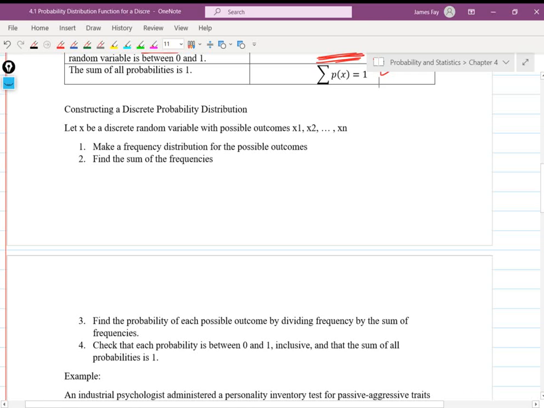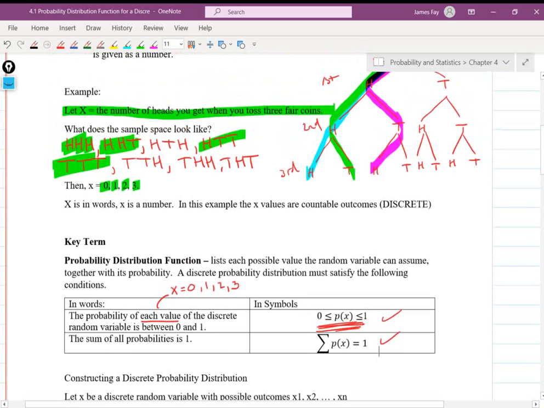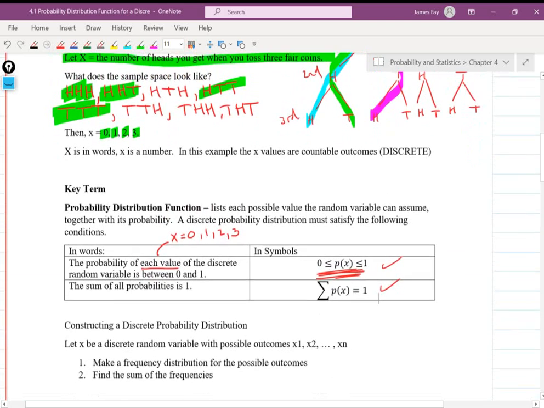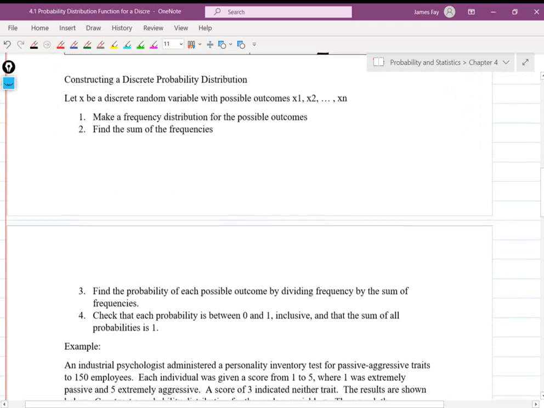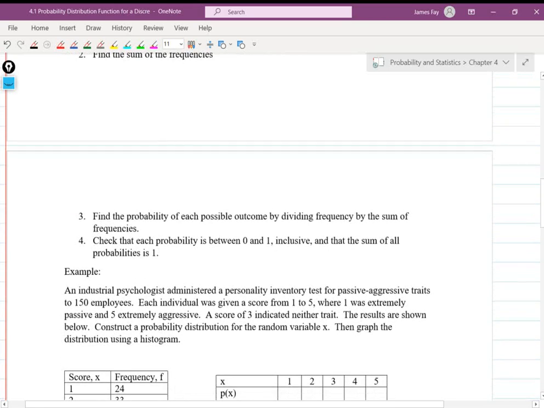Okay, just add up all the frequencies. If we're doing this one, we add all those up and we get 8. Then you're going to find the probabilities of each possible outcome by dividing frequency by the sum of frequencies. If you remember, that is just finding the relative frequency. You're going to take the frequency of the column that you're in, or the event that you're talking about, and divide by how many total that you have. And the last thing is just to check to make sure that you have all individual probabilities between 0 and 1 and that they sum to 1.